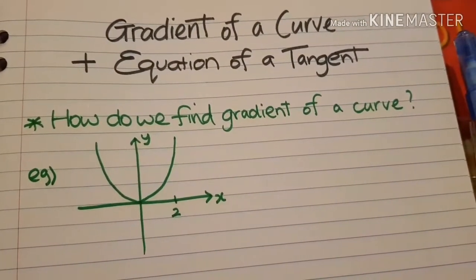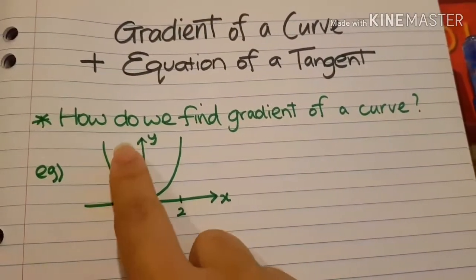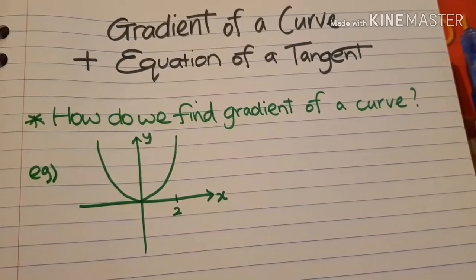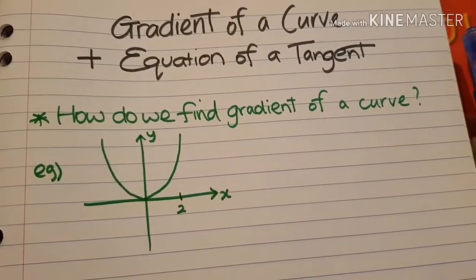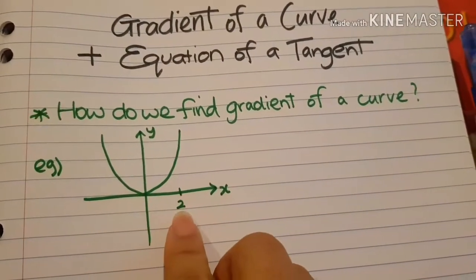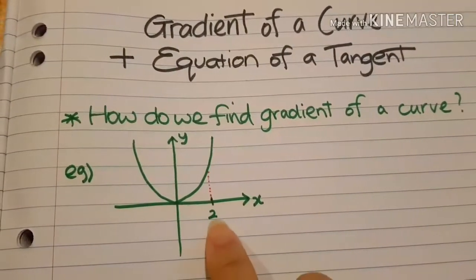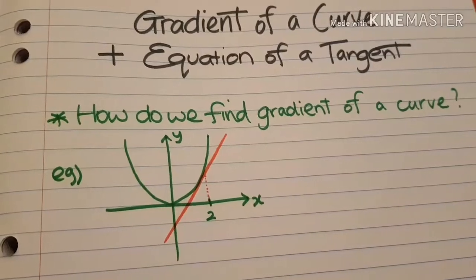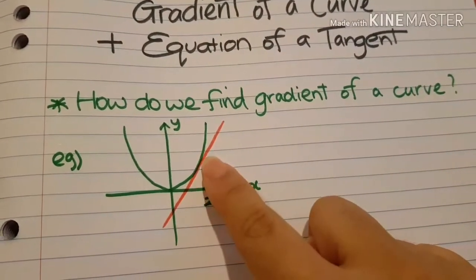Okay, so let's figure out how we calculate the gradient of a curve. This is a parabola, the equation y equals x squared. How can we find what the gradient is when x is 2? For example, when x is 2, I can draw a tangent line. So I just need to find the gradient when x is 2.